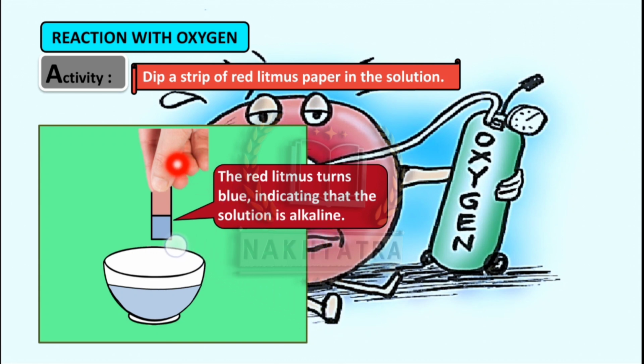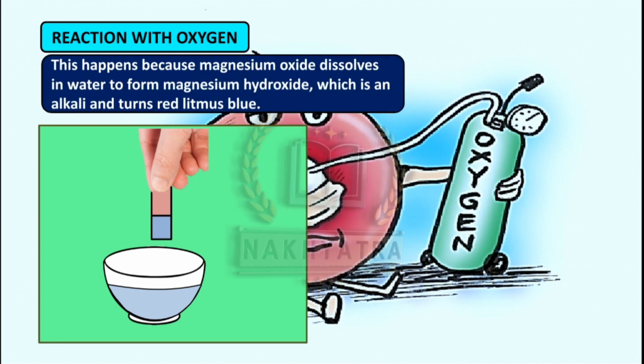Now we know that when red litmus turns blue, that indicates that the solution is alkaline. This happens because magnesium oxide dissolves in water to form magnesium hydroxide, which is an alkali and turns red litmus blue.